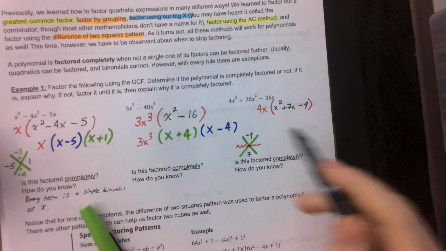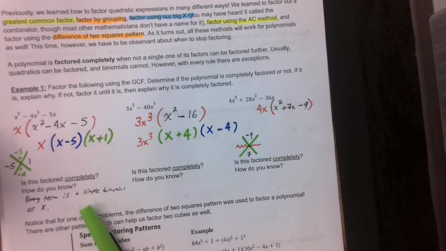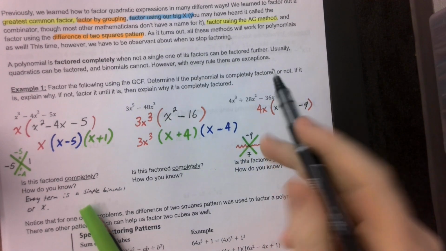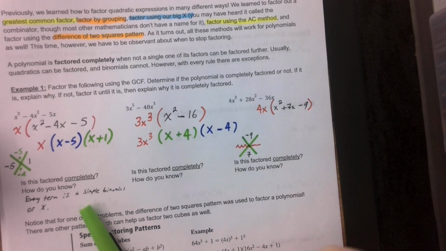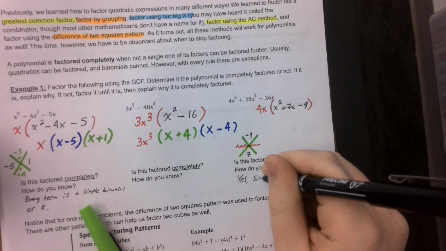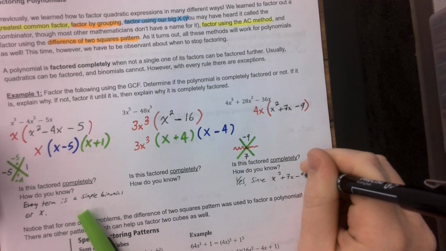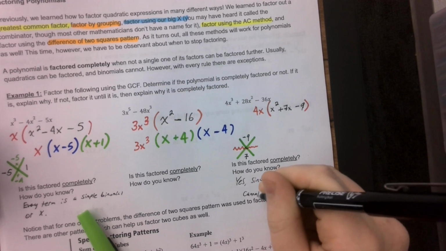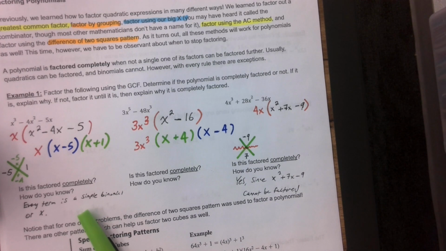This is one that if we wanted to solve it, we would have to use the quadratic formula or completing the square to solve. There's no way to factor this. This is factored completely since x squared plus 7x minus 9 cannot be factored. It is unfactorable.